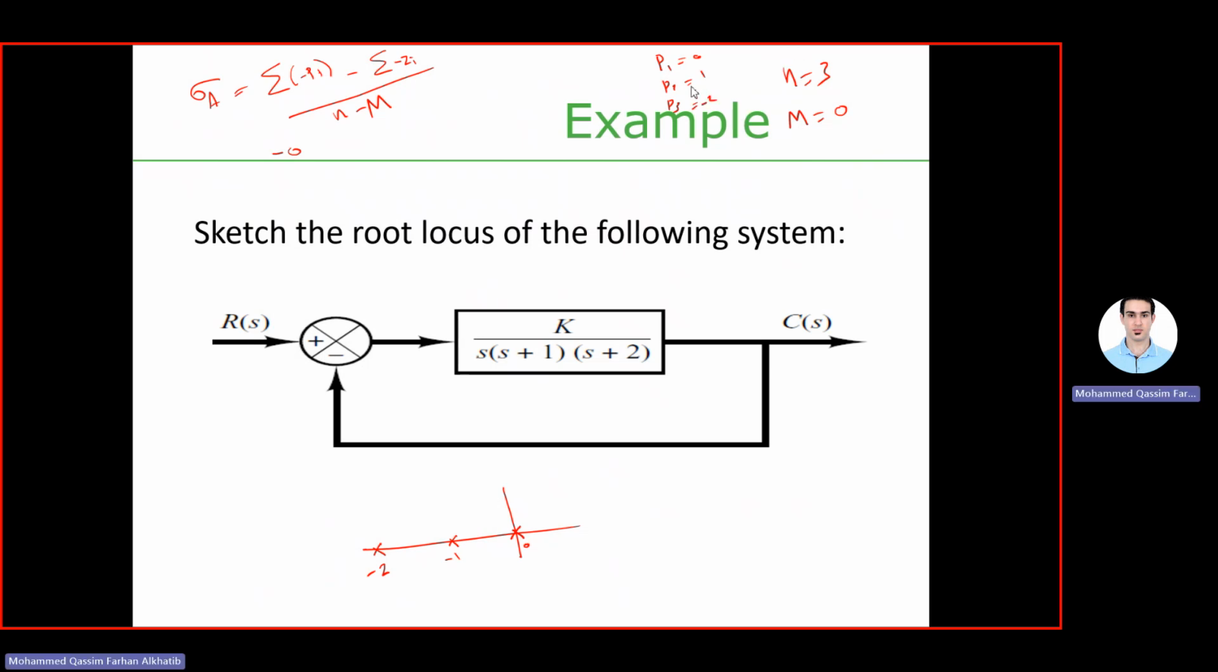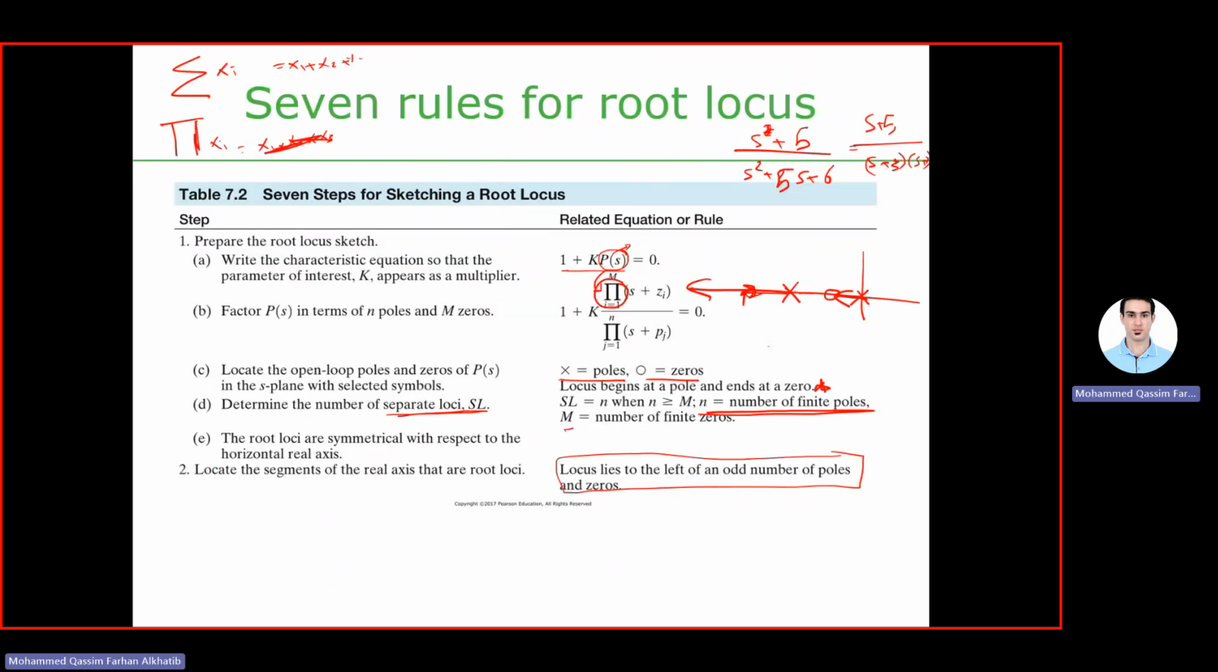Okay, -1. Okay. P0 equals 0, P1 equals 1, P2 equals 2. No, it's not the poles. It's S plus P_i, right? You go back here. It's S plus P_i. Okay, so it's S plus 1. In the formula, I will substitute -1.